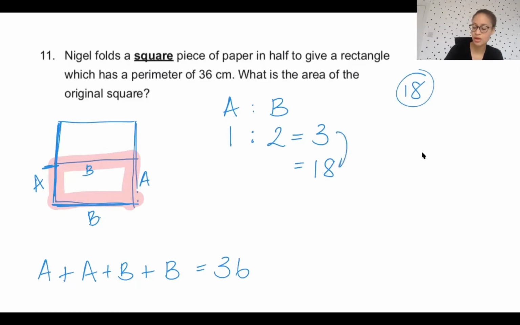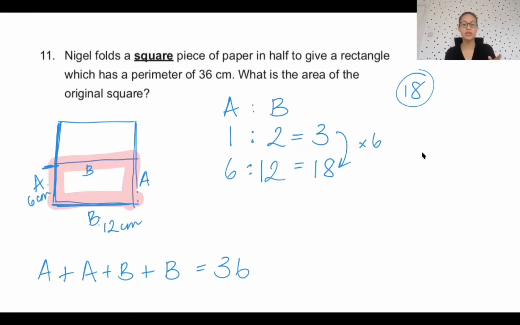So 3 times 6 is 18. So I times everything by 6. I get 12 and 6 there. So now I have the lengths of the sides. I know B is 12 centimeters and A is 6 centimeters.